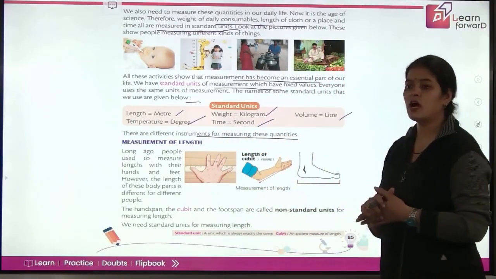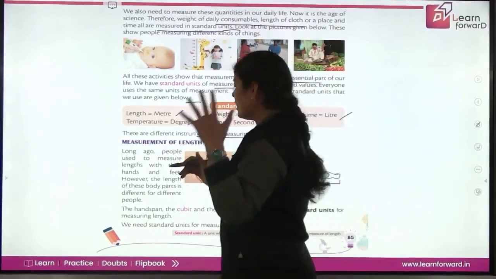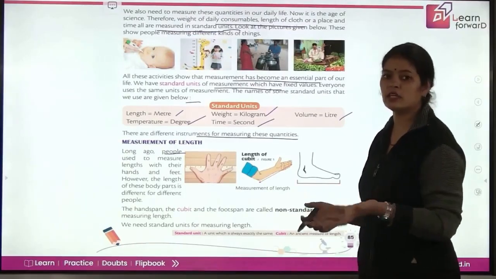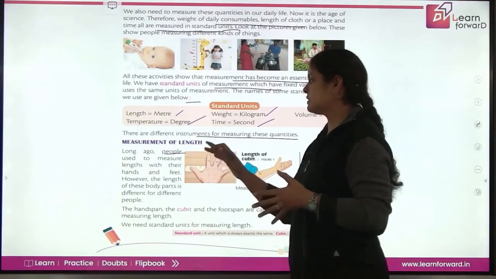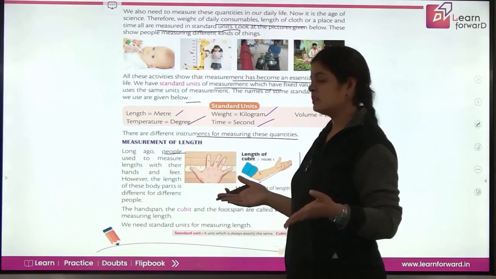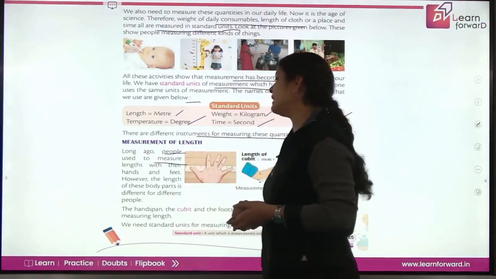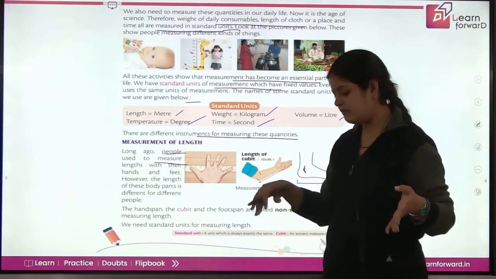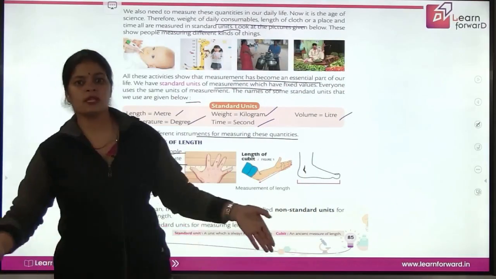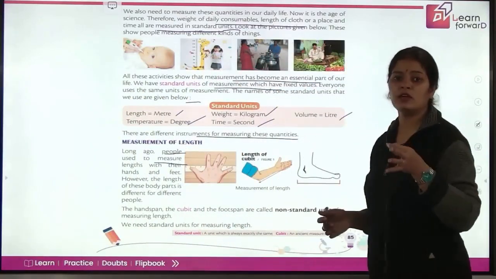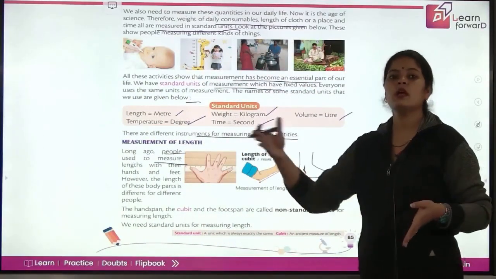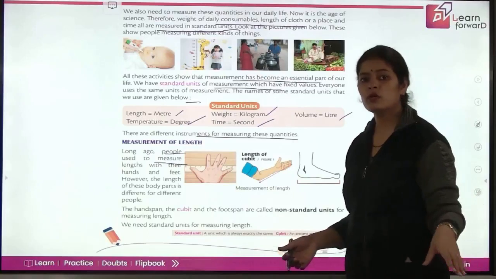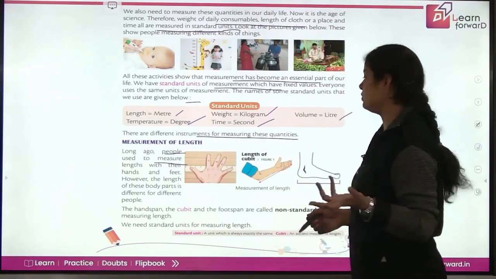Measurement of length. How can you measure the length of anything? Long ago, people didn't have accurate measuring devices, so they had different ways to measure things. People used to measure lengths with their hands and feet. If I want to measure the length of a room, I will count my foot spans. That is an inaccurate measurement system, because I may get 6 foot spans, but if a child comes, he will have maybe 12. So this is an inaccurate way.